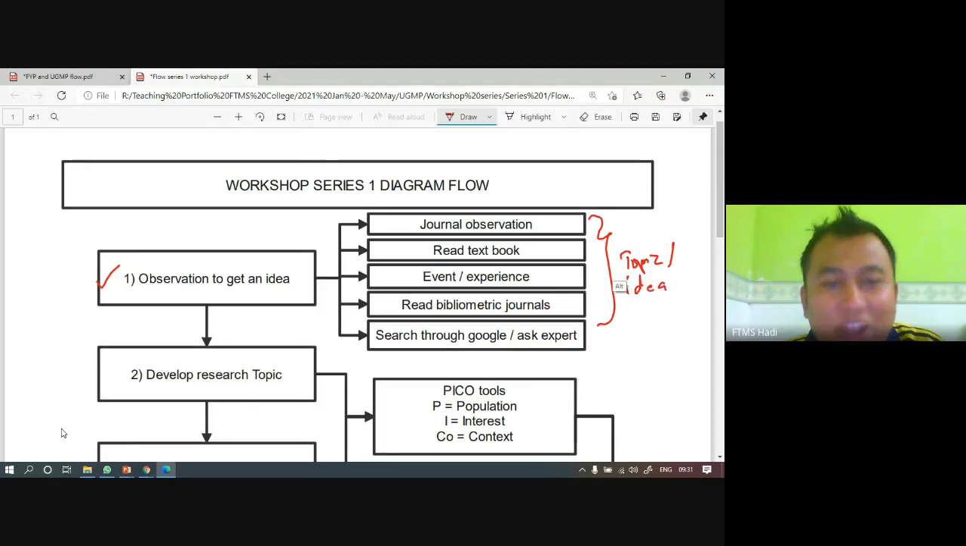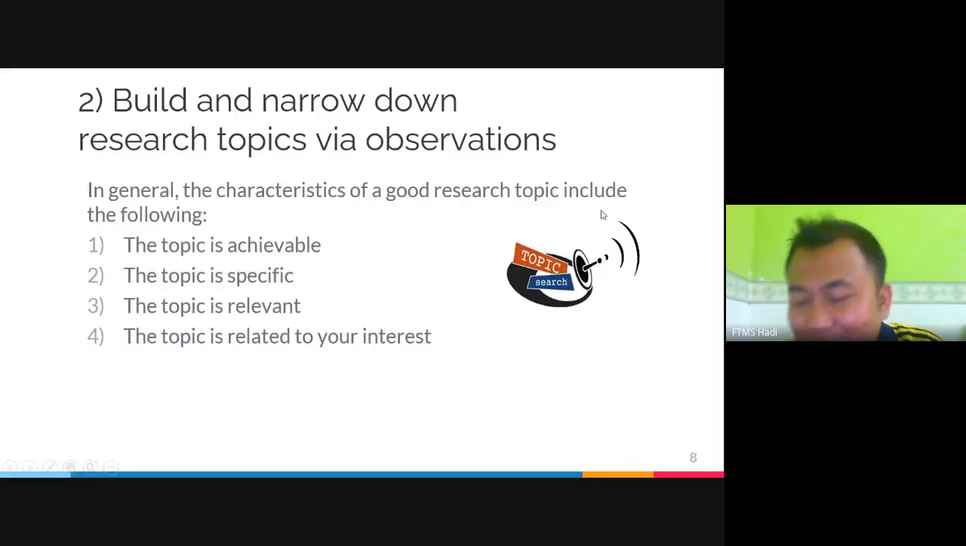I know sometimes students are blur and don't know what to do. "Please, sir, I'm stuck. I don't know what to do. How can I start? What is the topic I want to do?" Okay, don't worry, because there are some techniques of observation. At least you can get an idea of how to get the desired topic that you want later on.